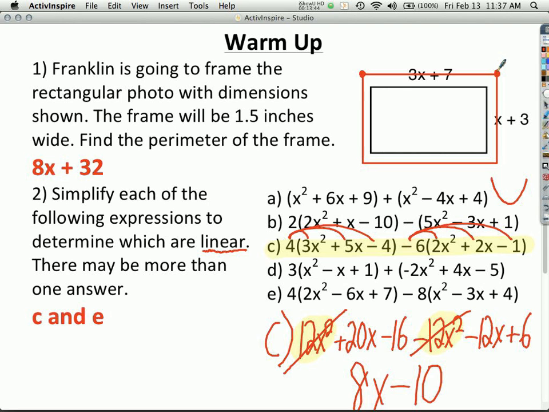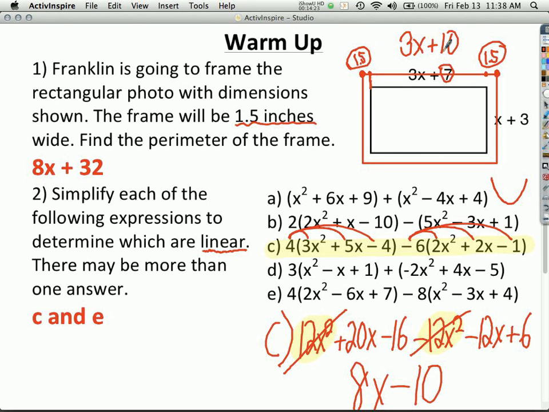I know of at least 4 people in the room who figured it out. Isabella? 3x plus 10 is the distance. Now, it was 3x plus 7. Where'd you get the 10 from, Isabella? We're adding 1.5 right here because we're increasing that distance and we're increasing this distance 1.5. So that's 1.5 and another 1.5 and the 7. 1.5 and 7 is 10.